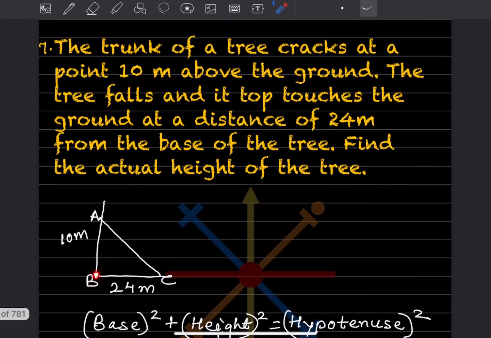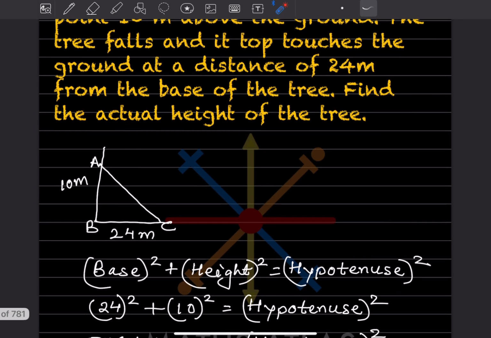So this is the base of the tree, and at a particular point here the tree falls and it touches the ground at a distance of 24 meters from the base of the tree. So this is going to be 24 meters because the tree is falling here. So from here to here, this is the base. Now let us see how to find the actual height of the tree.